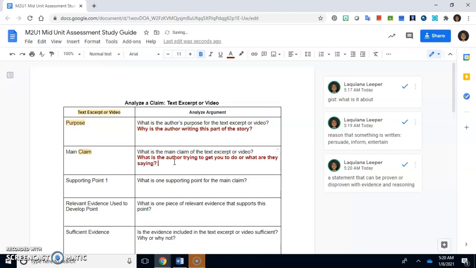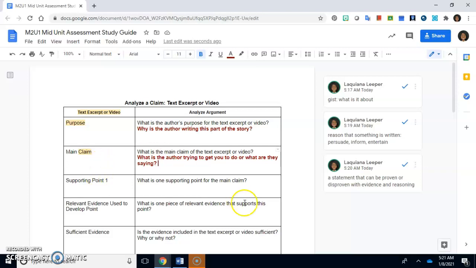Your claim is directly related to your gist, your central idea, all of those things are in direct connection. It's not the exact same thing because a claim is something that is arguable, quote unquote. That's why it can be proven or disproven, but it will be along the lines of what the story, the text excerpt, the video is about. Just keep that in mind. If your gist and your claim aren't really aligning, then you want to think about what your answer is from there to make sure that they do correlate.